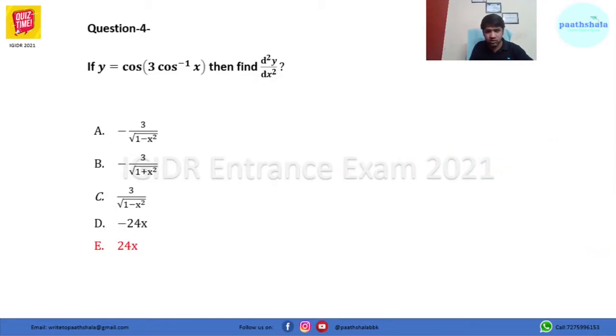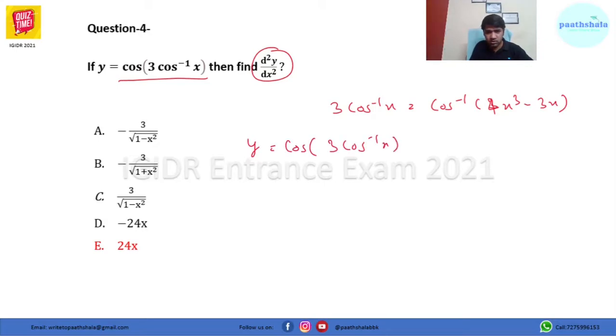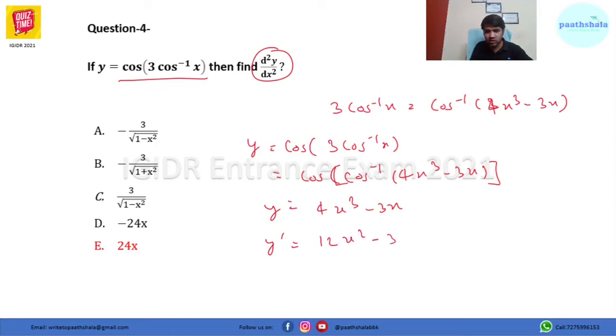In this question, we have to find the second order derivative. To find this, we'll have to use this identity: cos 3 cos inverse x equals cos inverse of 4x cube minus 3x. If we put it, this cos 3 cos inverse x will become cos inverse in a bracket 4x cube minus 3x. Now the question has become very easy. Cos and cos gets eliminated, and we get 4x cube minus 3x. This is y, so y dash will come out to be 12x square minus 3, and y double dash will come out to be 24x. So option E is the right option.